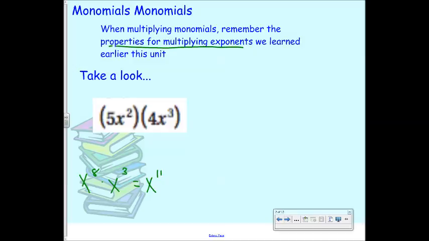So when we multiply with monomials, you have something like this, where you've got 5x to the second and 4x to the third. The good news is we don't have to have like terms. I say often that monomial rules and polynomial rules are very similar to fractions. You don't need common denominators when you're multiplying. You do when you're adding, you don't when you're multiplying. So just like with monomials and polynomials, when we're adding and subtracting, we need like terms. We don't need like terms when we're multiplying.